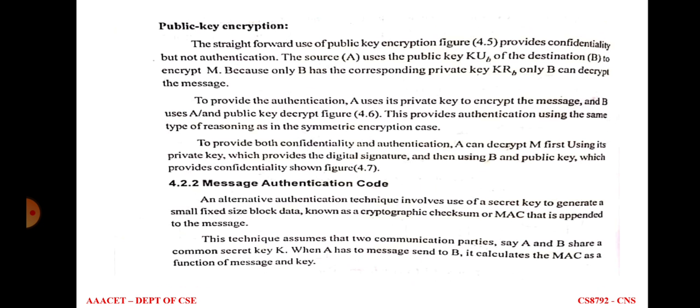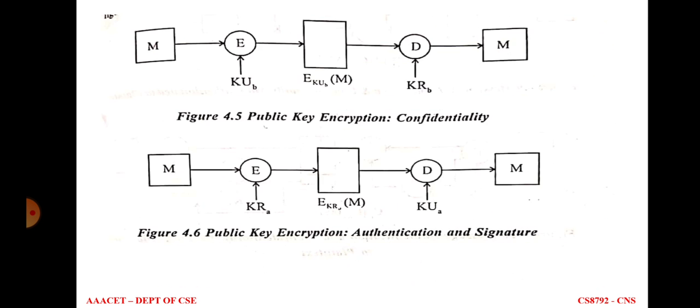So the second function of authentication is the message authentication code, MAC. MAC is also known as a cryptographic checksum that is appended to the original message. This technique assumes that two parties, say A and B, share a common secret key. When the source sends a message to the destination, it calculates the MAC value and that is appended to the message by using the key value.